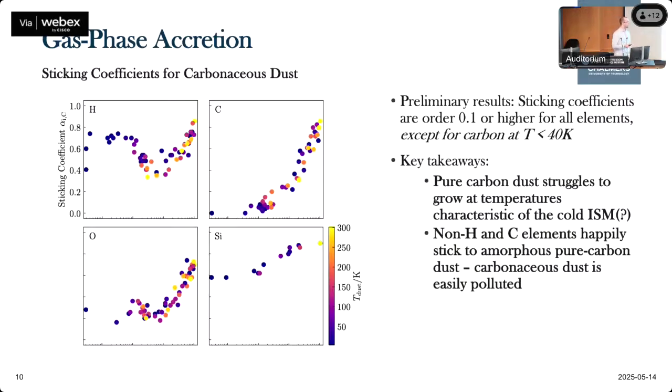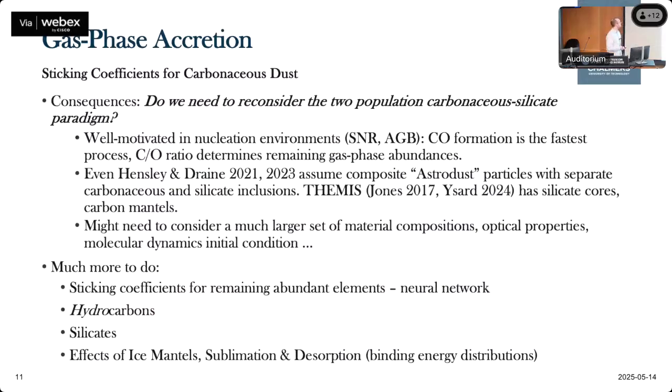And more robustly, non-hydrogen and carbon elements happily stick to amorphous pure carbon dust, which suggests that carbonaceous dust is easily polluted. I think this is a potentially important or worrying result, the consequence of which is that we might need to reconsider the two-population carbonaceous-silicate paradigm for the interstellar dust population. We typically assume that the dust is composed of some carbonaceous grains and some silicate grains or some mixture of the two.